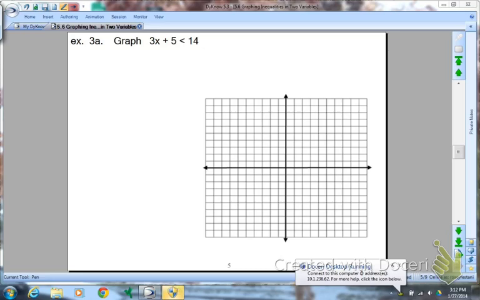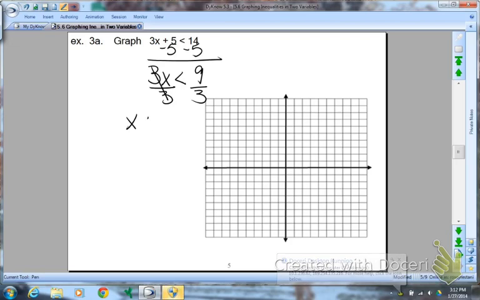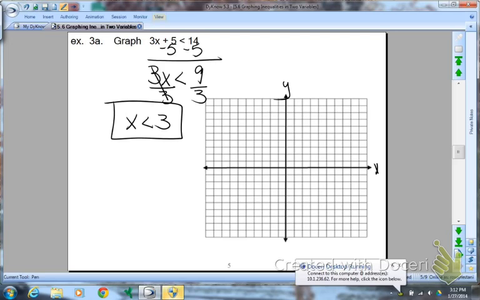So we're going to have to solve for x. We're going to subtract 5 on both sides. So that's 3x is less than 9. Divide by 3. So x is less than 3. So that is a special graph. It's a vertical line at 3. Now, is it going to be a solid or a dotted line? Dotted.